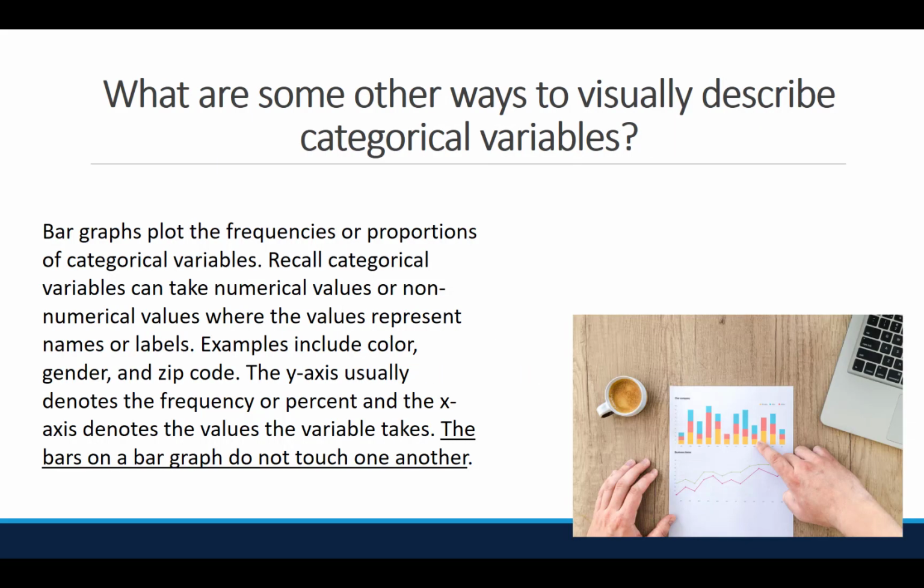What are some other ways to visually describe categorical variables? Bar graphs plot the frequencies or proportions of categorical variables. Recall, categorical variables can take numerical values or non-numerical values when the values represent names or labels. Examples include color, gender, and zip code. The y-axis usually denotes the frequency or percent, and the x-axis denotes the values the variable takes. The bars on the bar graph do not touch one another.